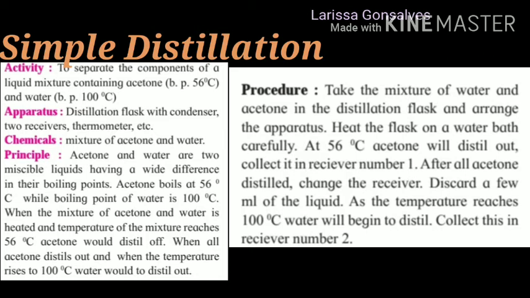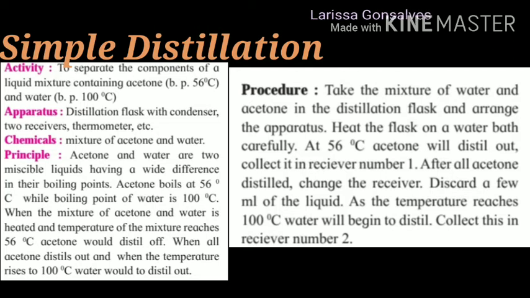It is very much evident that acetone, which is having a lesser boiling point, that is 56 degrees Celsius, when compared with water, is the one which is going to distill out first. The apparatus required to carry out this experiment are distillation flask with a condenser, two receivers, thermometer, etc. What chemicals do we require? Mixture of acetone and water.